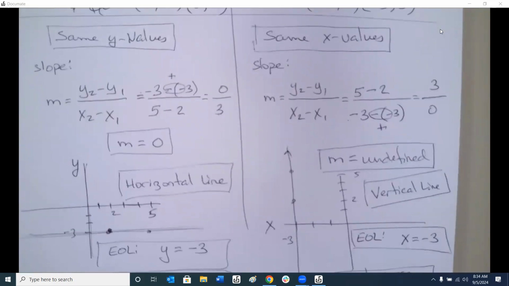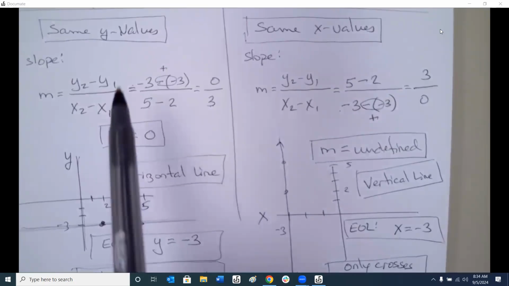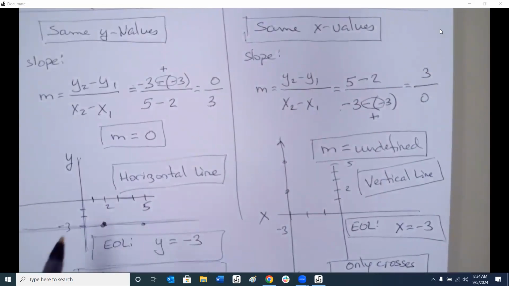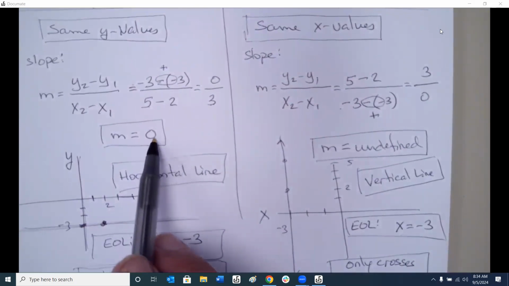Now you see why I tell you that this is unique, because all four of these pieces of information tell you the same thing. If I give you an equation like this, it only has a y, so it only crosses the y-axis. It's a horizontal line. The slope is 0.